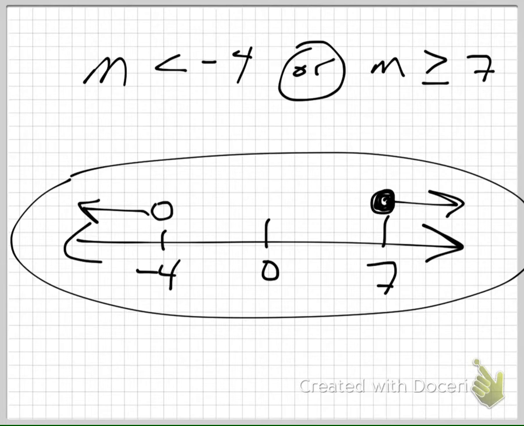Since it's or, you could say that this is the answer. Name for me a number that m could not be. M couldn't be 0. What else? 1, 3, right? Tell me some numbers that m could be. 10, -5, right? Anything that lands this direction or this. The only part that it can't be is the stuff that's in there. Agreed? Okay.